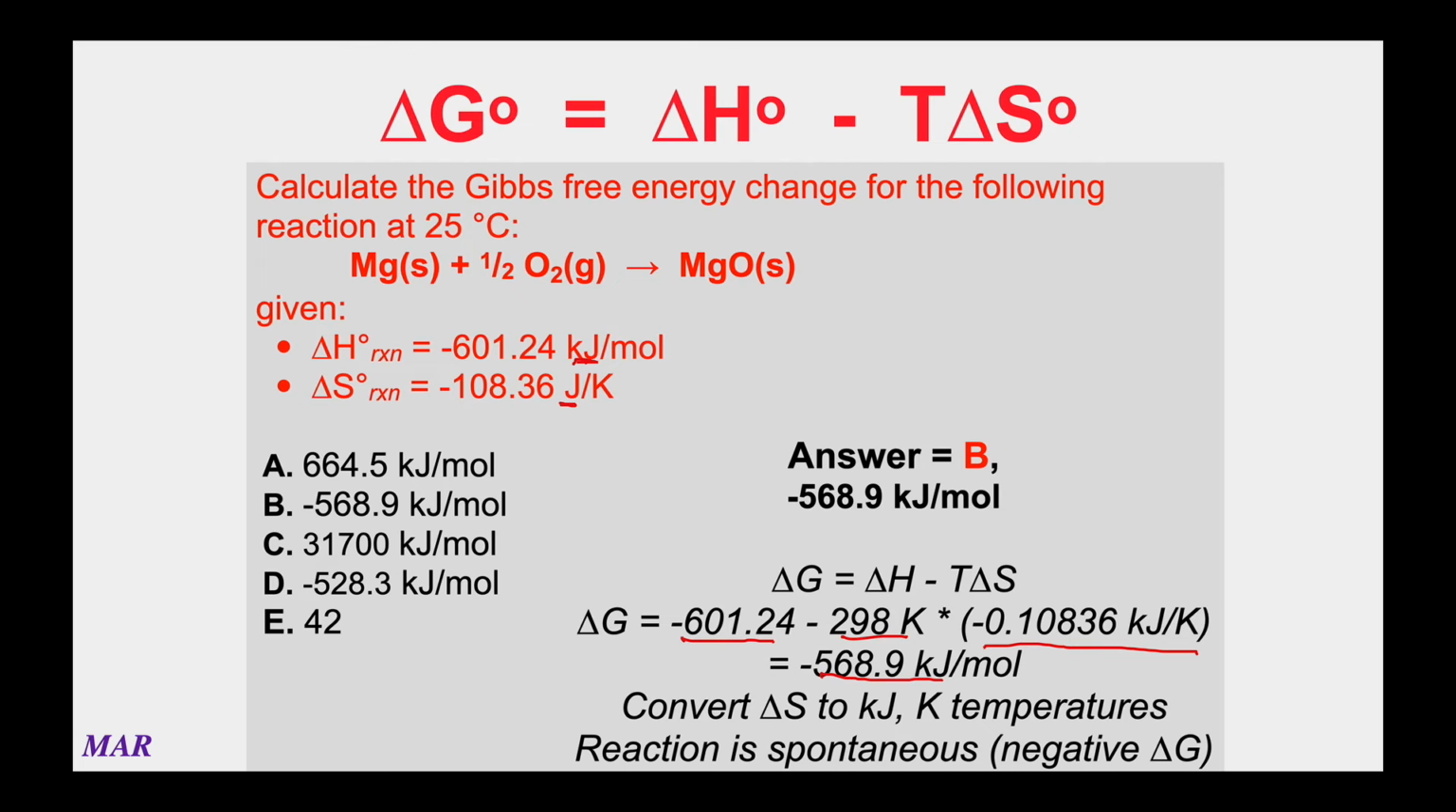Negative delta G's are spontaneous. So this reaction is going to occur at room temperature, which is pretty cool. The negative sign of delta G tells you the reaction's good to go. If this would have been a positive delta G, we would have said it was non-spontaneous. Non-spontaneous reactions don't occur by themselves.